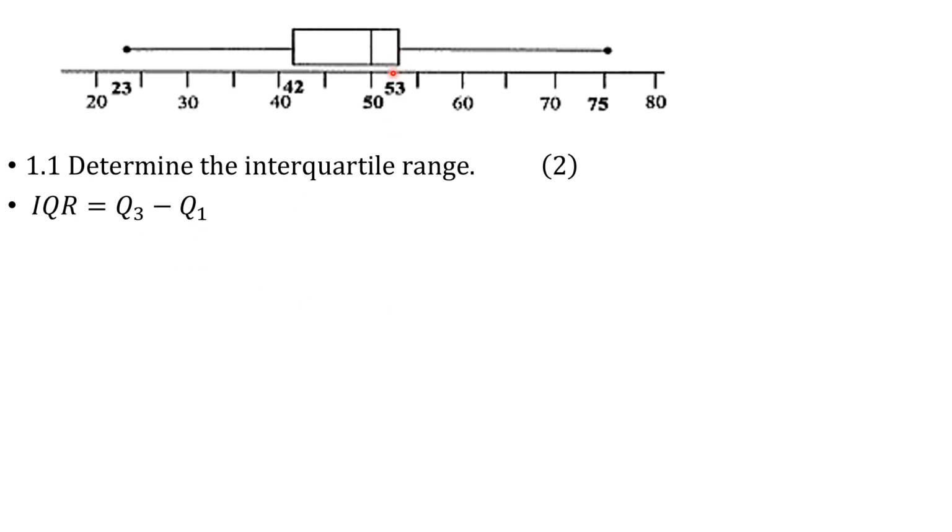So I assume you know 53, the end of the box, is quartile 3, and 42, the start of the box, is quartile 1. This one in the middle is quartile 2. So quartile 3, 53 minus 42, 1 mark, and that should give me 11. So my interquartile range is 11. So the range for my middle 50% of my data is 11.